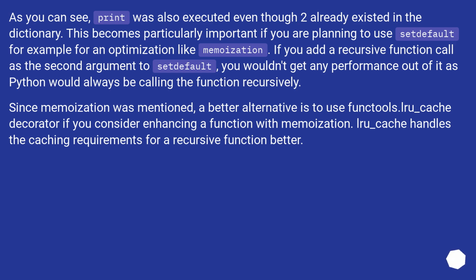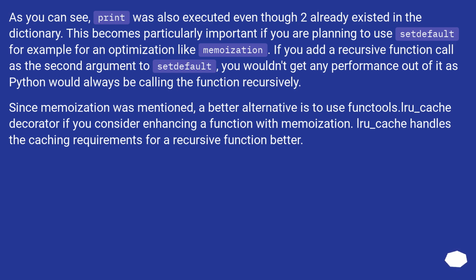This becomes particularly important if you are planning to use setdefault, for example, for an optimization like memoization. If you add a recursive function call as the second argument to setdefault, you wouldn't get any performance out of it, as Python would always be calling the function recursively.